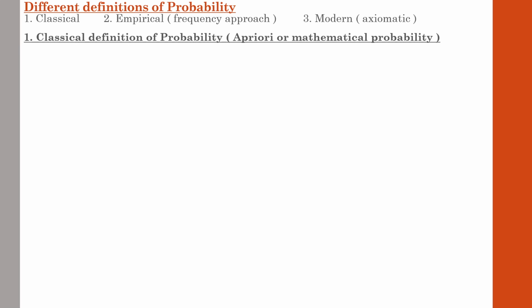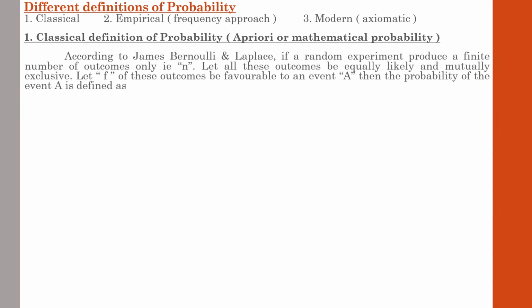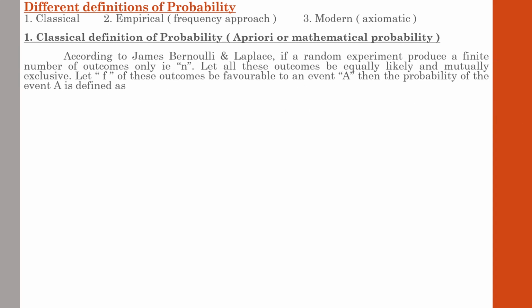So the classical definition of probability is just like the basic concept which we have learned at the beginning of this theory where probability has started. The same concept has been explained again, so let's go through a glimpse into that. The classical definition of probability, otherwise known as a priori or mathematical probability, was introduced by mathematicians James Bernoulli and Laplace. These were the two elementary persons who implemented the concept of the classical definition.